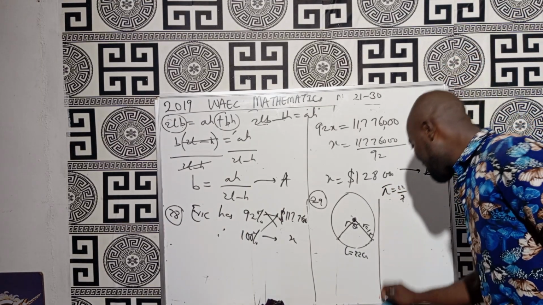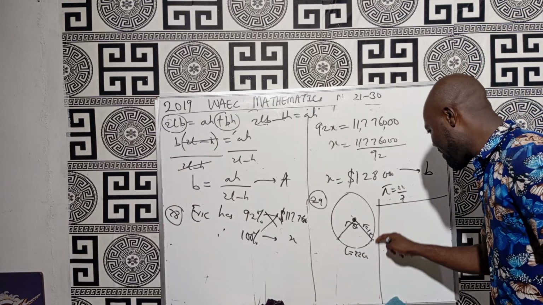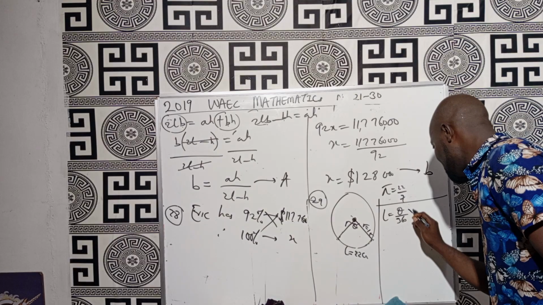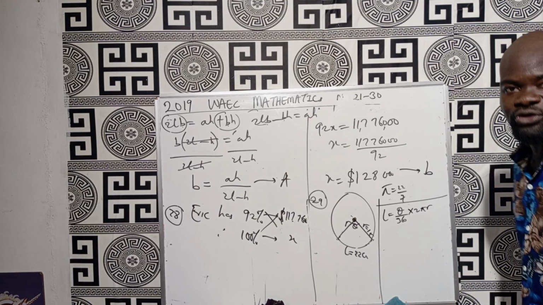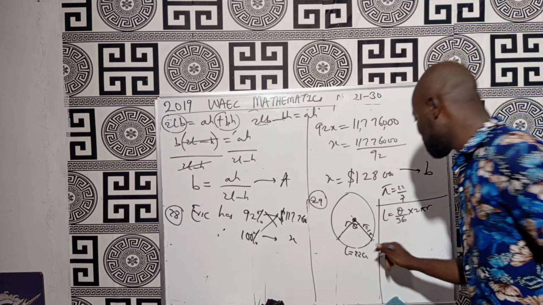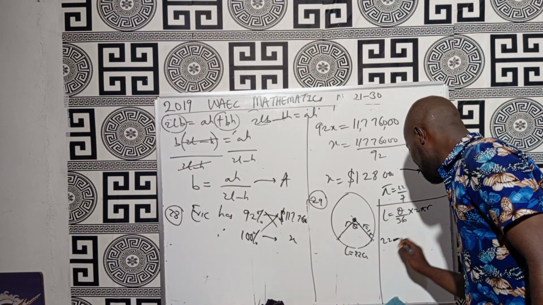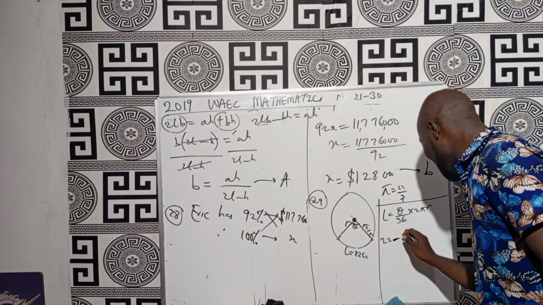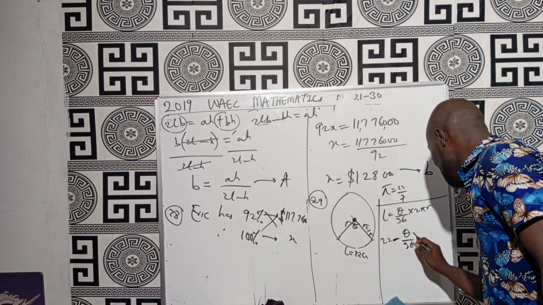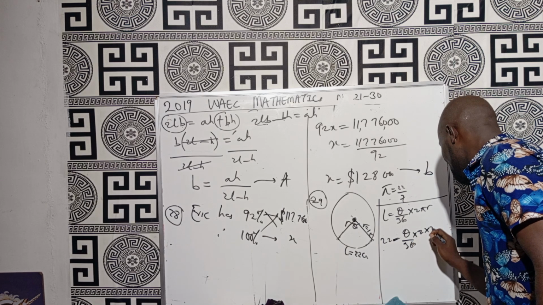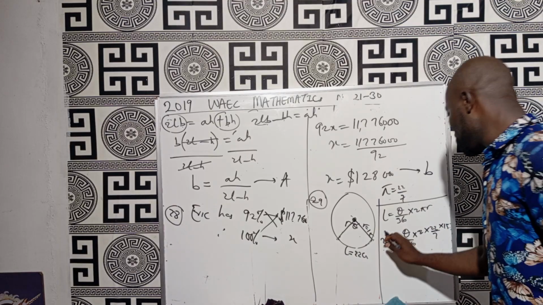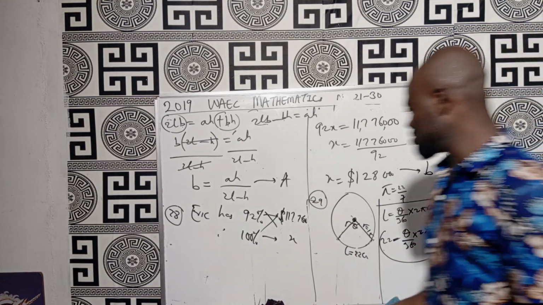Applying the formula I gave you before, the length of arc equals theta over 360 times 2 pi r. Just follow this formula. Your length is 22, so 22 equals theta, which we are finding, over 360 times 2 times pi, which is 22 over 7, times the radius 15. So just solve the equation and get your theta. Let's do that.